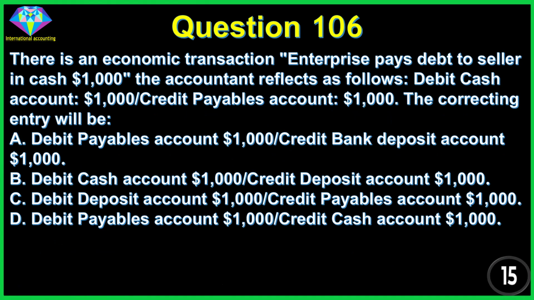B. Debit cash account $1,000 per credit deposit account $1,000. C. Debit deposit account $1,000 per credit payables account $1,000. D. Debit payables account $1,000 per credit cash account $1,000. The answer is D. Debit payables account $1,000 per credit cash account $1,000.